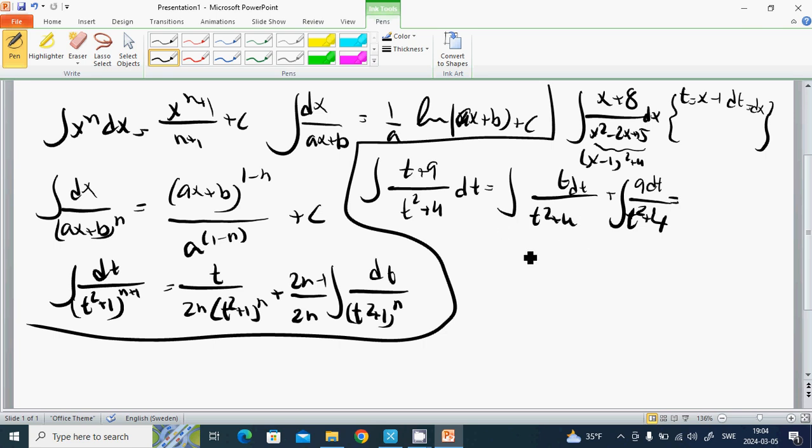Then this one is half ln(t^2 plus 4) plus 9 over 2 arctan(t over 2) plus c. And we put t equals x minus 1, and we get the solution.